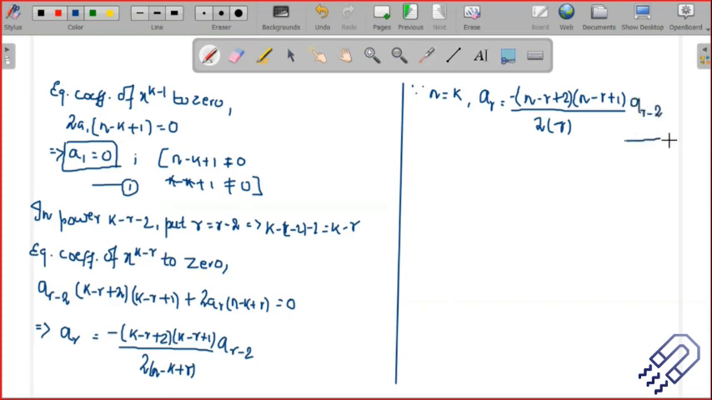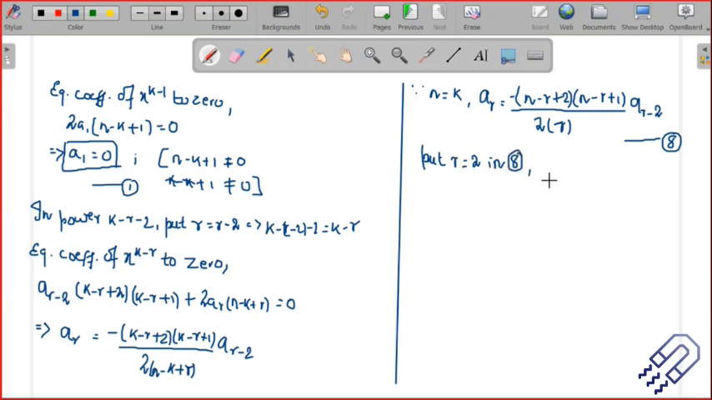Okay, so let's mark this as equation 8, because this equation 8 is going to give me all the constants. So let's put r is equal to 2. Let's find out the constants here. Put r is equal to 2 in 8.